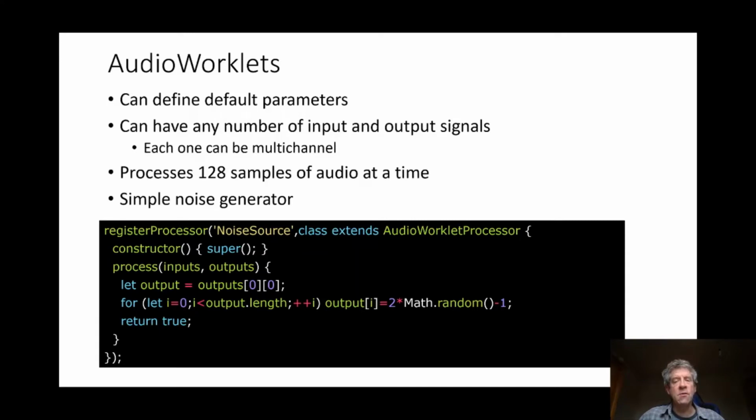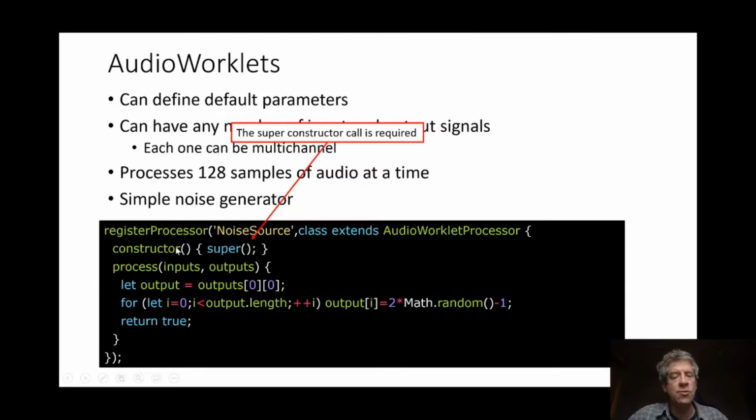Okay, so now let's give our simple noise generator. Here's the shortest way I can think of to write it. It starts off with this line, register processor, which basically is giving a name to the audio worklet. Then there's a call to the constructor, which has defined super. Now, it says in the specification that this is required. I don't think it's actually required in all cases. If you're not doing anything with the constructor, then you can leave this out entirely.